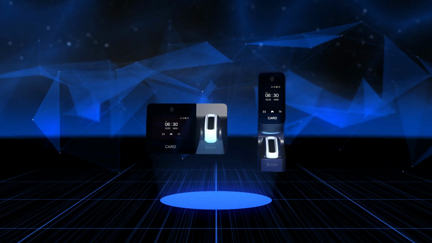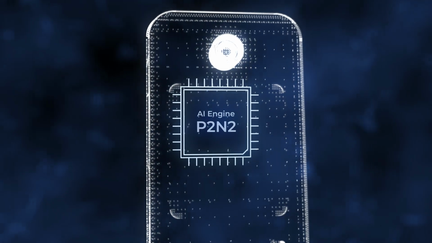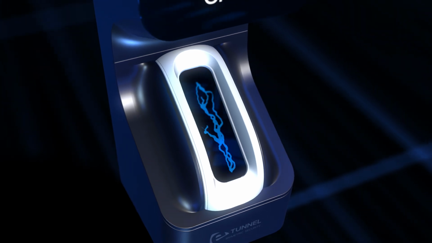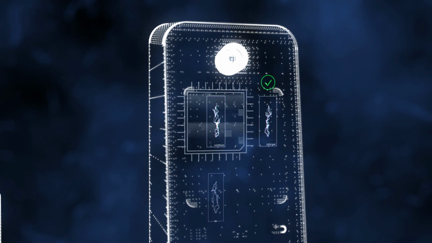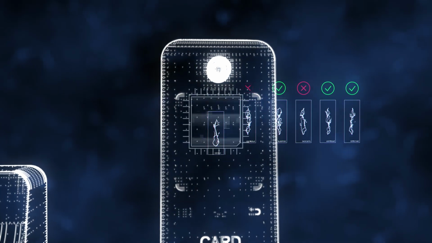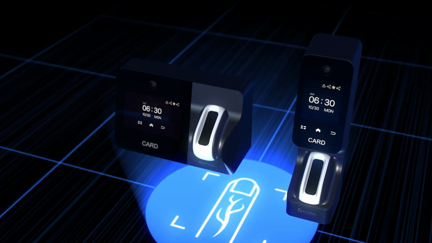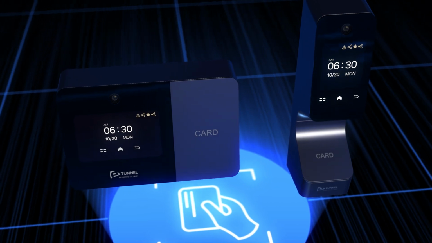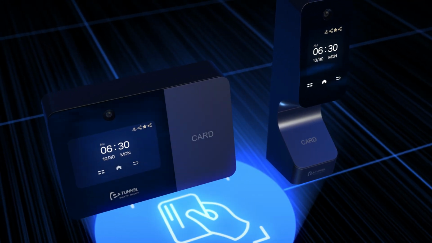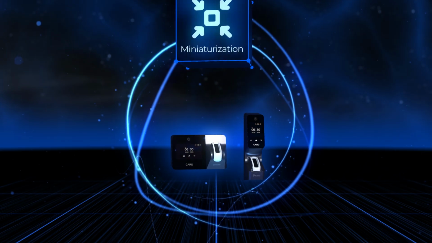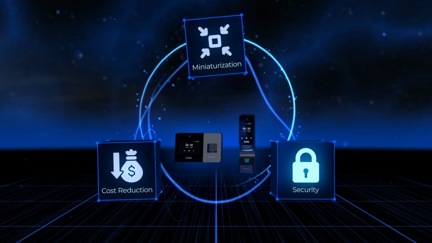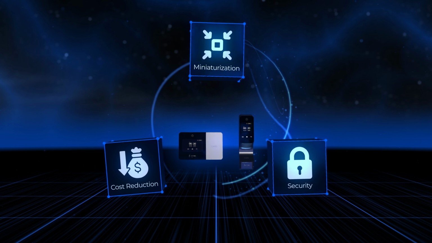eTUNNEL's biometric access control system is a flagship product with AI Engine P2N2 technology. By utilizing the vascular pattern inside the fingers for authentication, it has mitigated concerns about unauthorized access through forgery in traditional biometric security systems. Furthermore, it is an astonishing product that miniaturizes complex biometric authentication for practical use. Now, killing three birds with one stone of miniaturization, cost reduction, and security enhancement, it is poised to be applied in a broader range of fields.